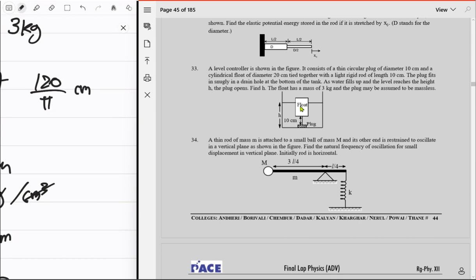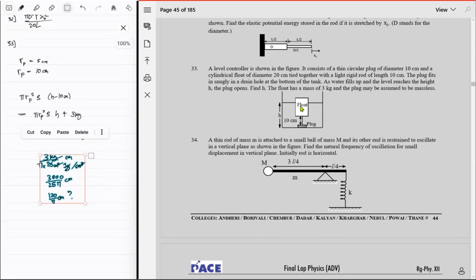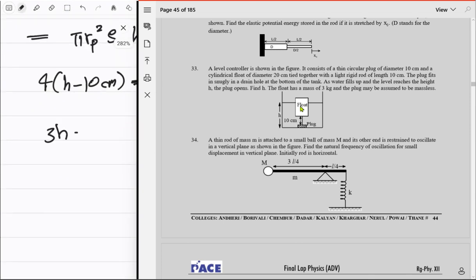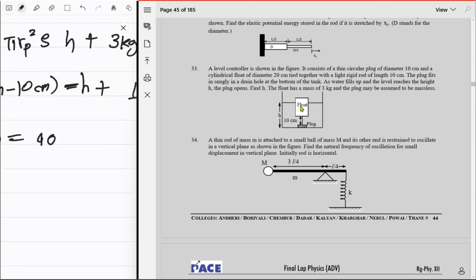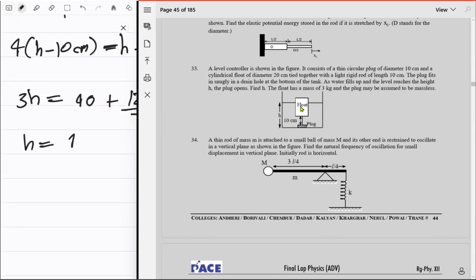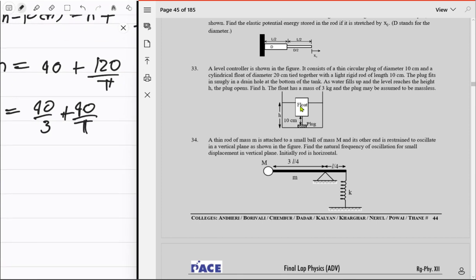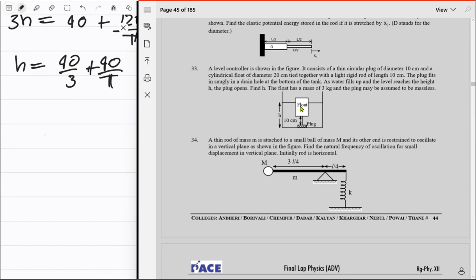Just have to figure out h in centimeters, of course. So what will we get, just 3h is equal to 40 plus all this thing 20 upon pi centimeters, right? So h is what, 40 upon 3 plus 40 upon pi. Interesting. Yes, okay, at least we got the thing. 22.7 probably not a good idea. Just divide 40 by 3.14. Ah, still not going good, huh?